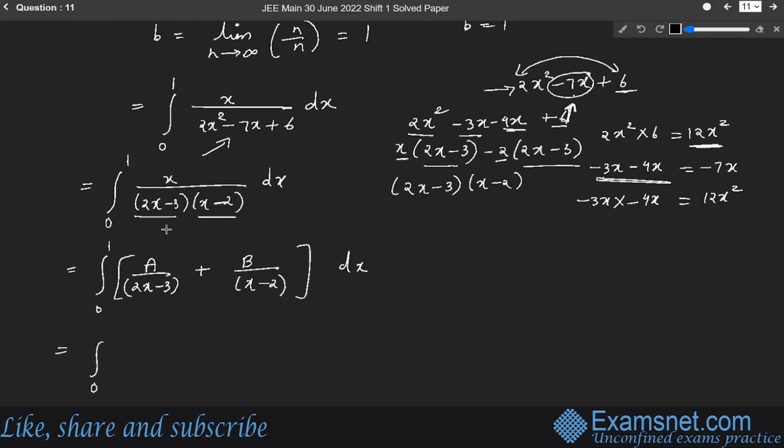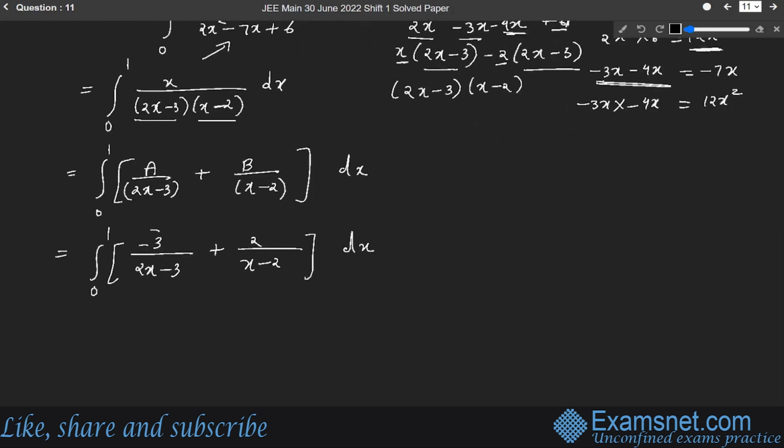So it will be integral of 0 to 1. What will be the value of a? The value of a will be minus 3. Minus 3 divided by 2x minus 3, plus what will be the value of b? B will be obviously 2. So 2 divided by x minus 2, dx. Now it is very, very simple. Firstly, let us take both the constants outside. So in the first term, what is the constant? Minus 3, integral of 0 to 1, 1 by 2x minus 3 dx, plus in the second term, what is the constant? 2 is the constant. So 2 into integral of 0 to 1, 1 by x minus 2 dx.